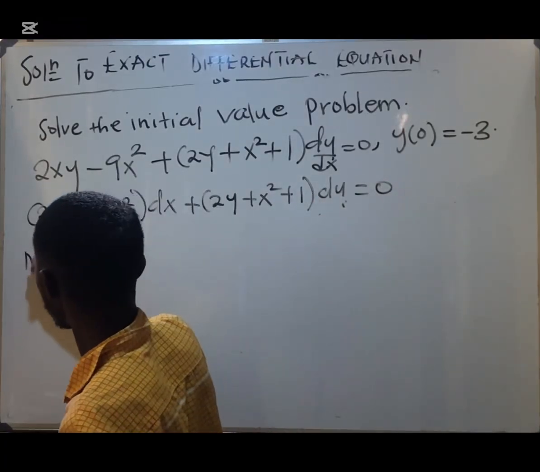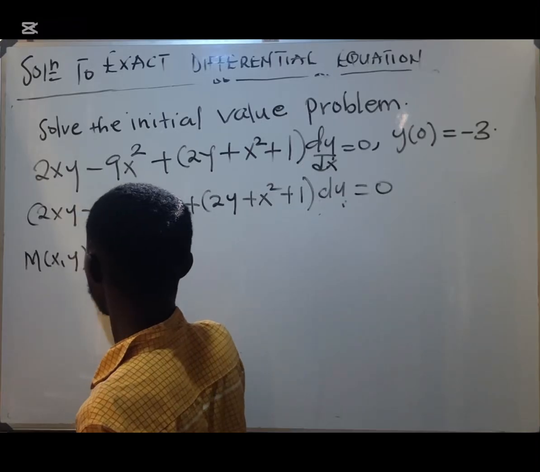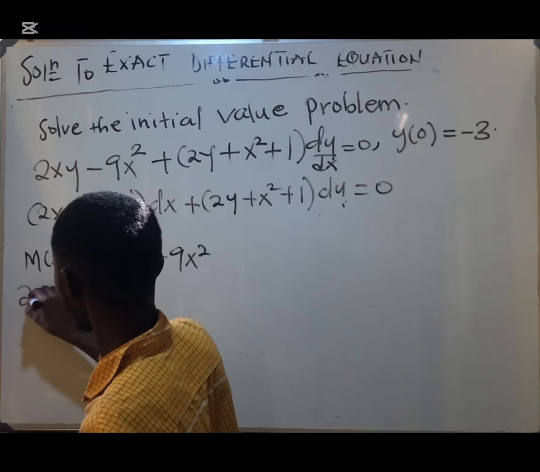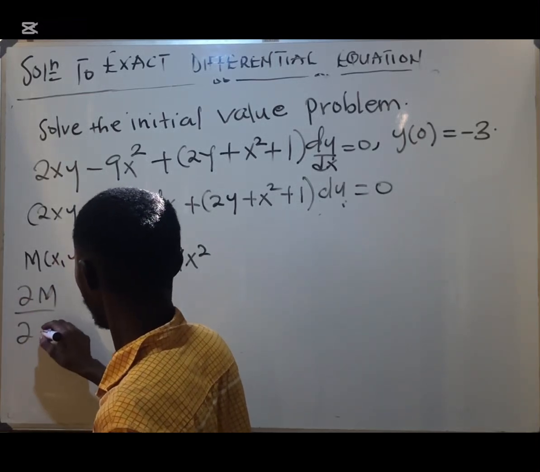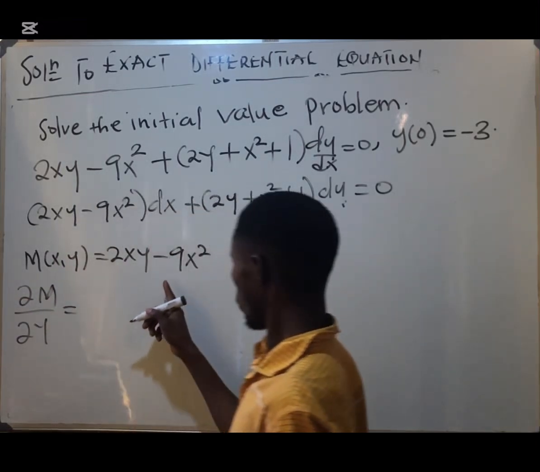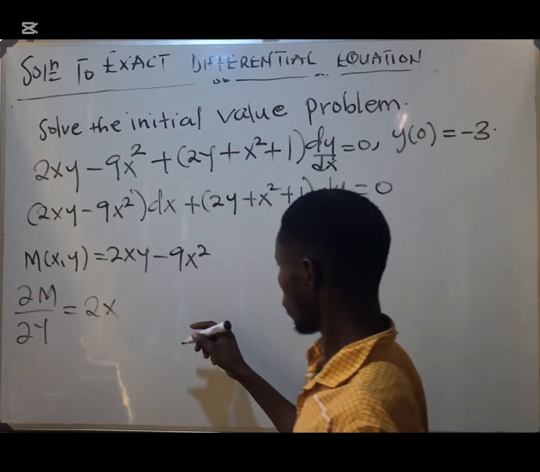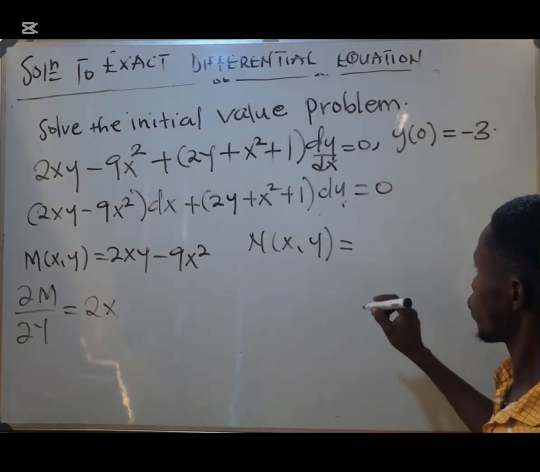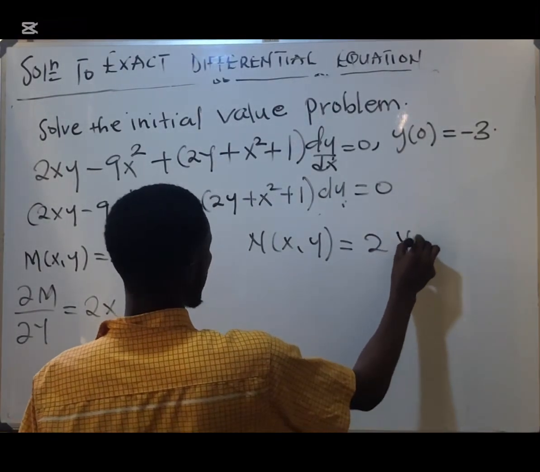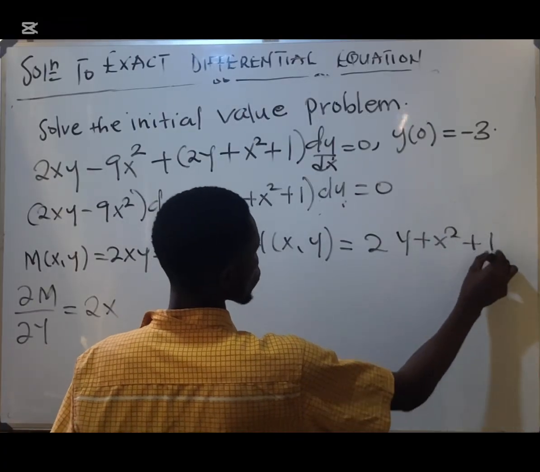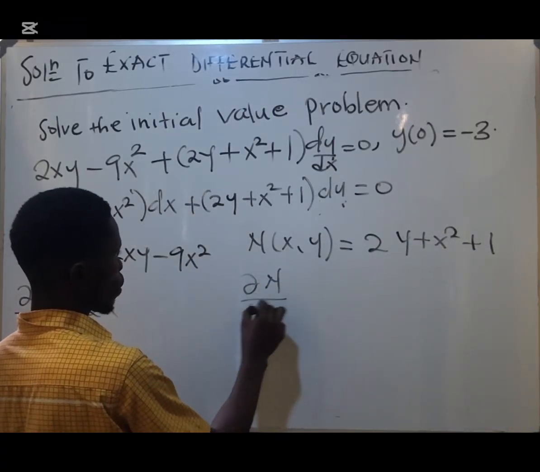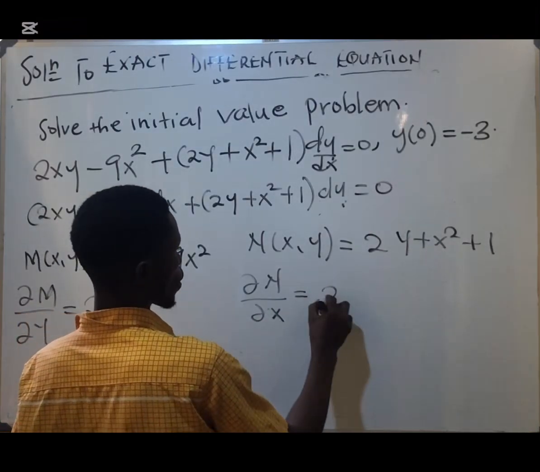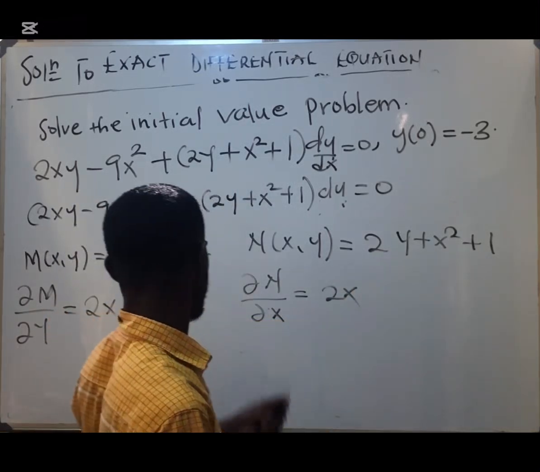So I'm going to have M in terms of x and y equals 2xy minus 9x squared. When I take the partial with respect to y, I have 2x. Then I come to this side, N, which is 2y plus x squared plus 1. So the partial with respect to x will also give me 2x, because this will go to 0, this will go to 0. So that's what I have.